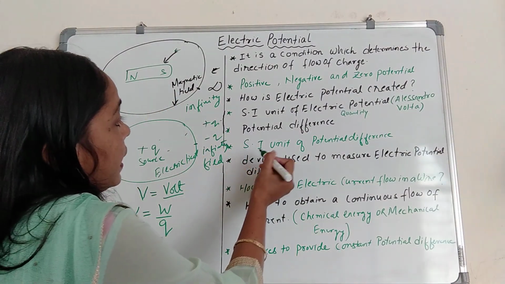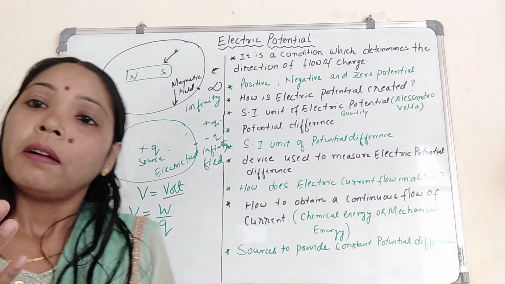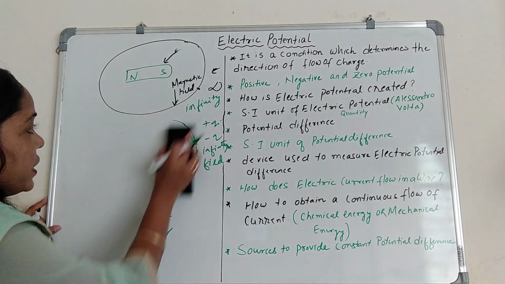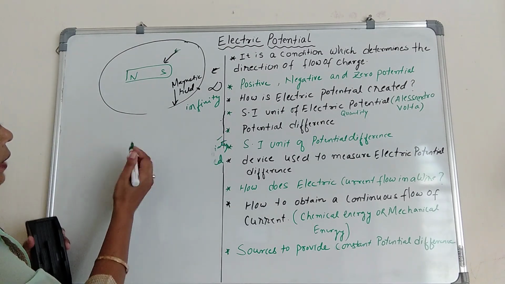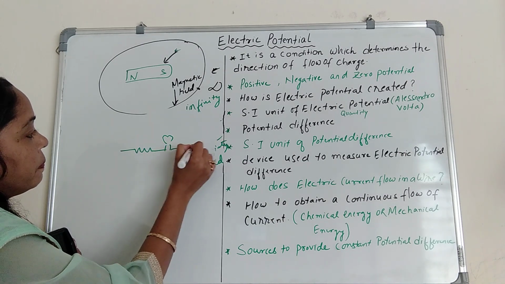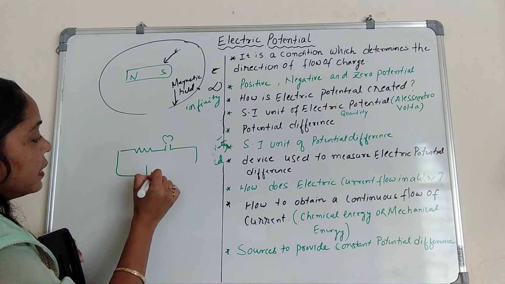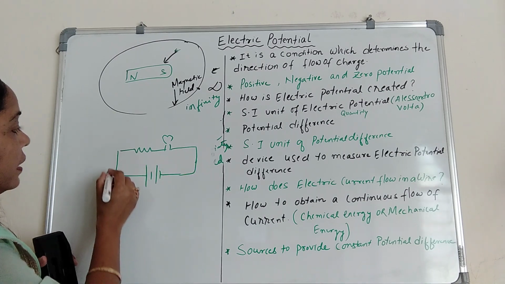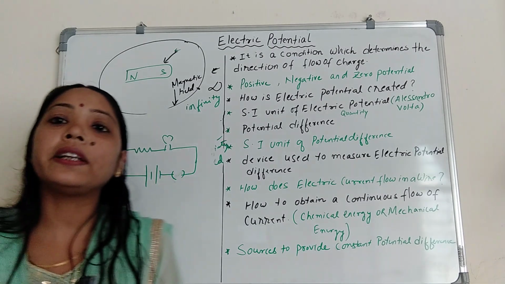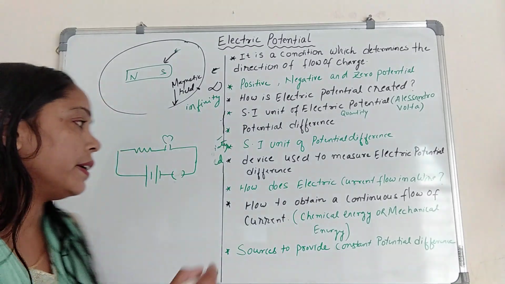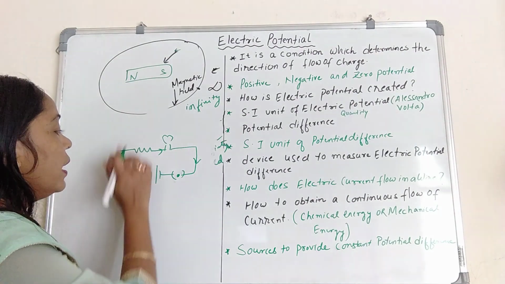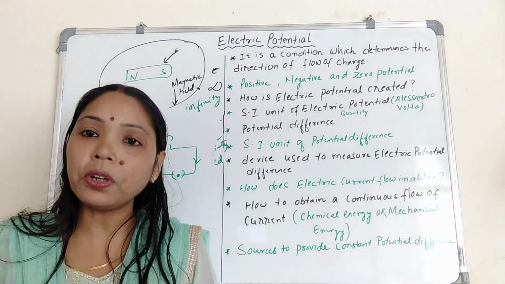Next, the potential difference. Potential difference is, again, the same as the electric potential. Now if you have any circuit and you connect the battery with this circuit and with the switch, if the switch is open, there is no flow of electric current. As the switch is closed, the electric current will start to flow from higher to lower, meaning positive to negative.